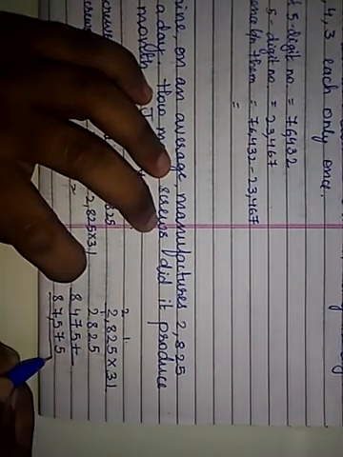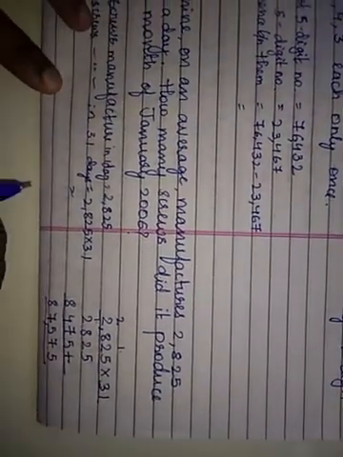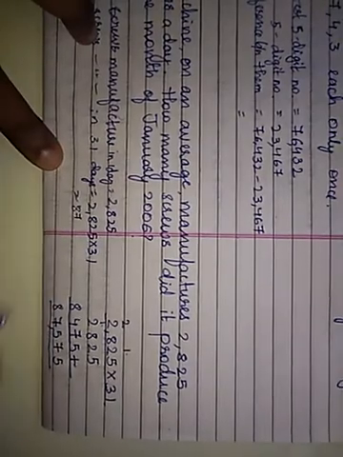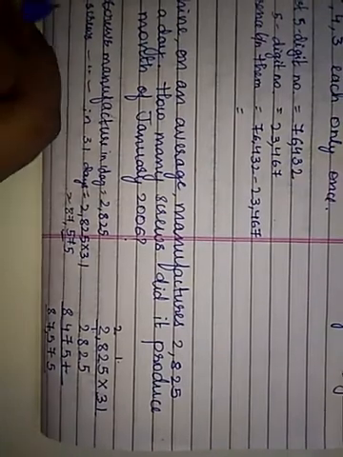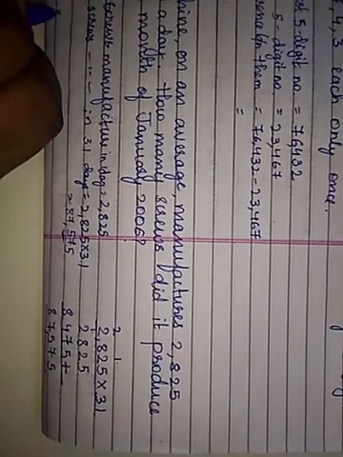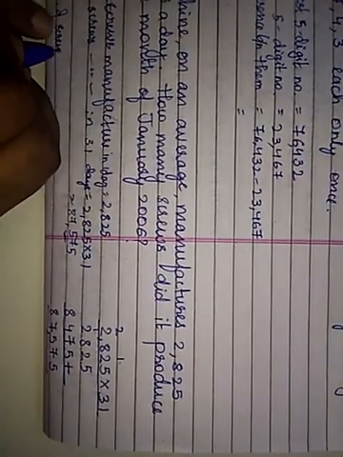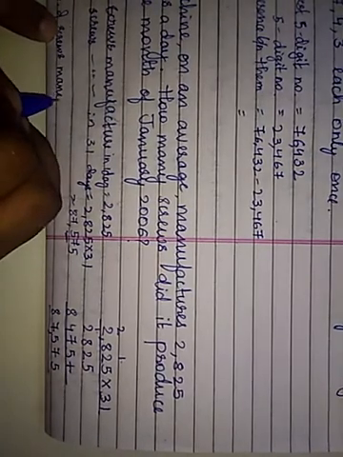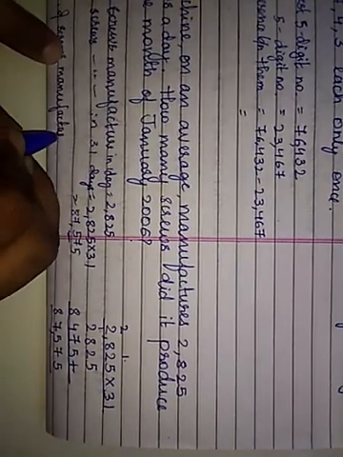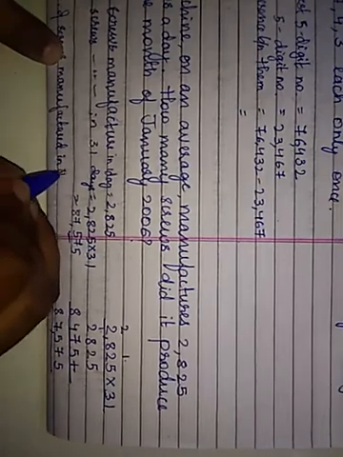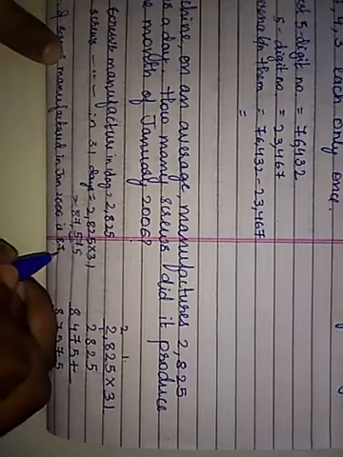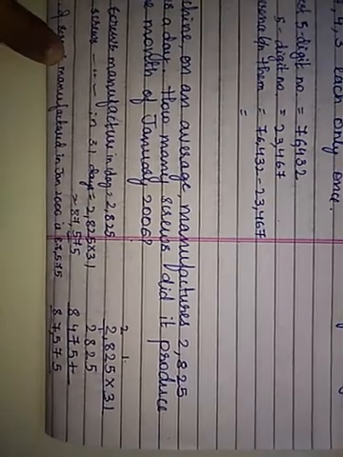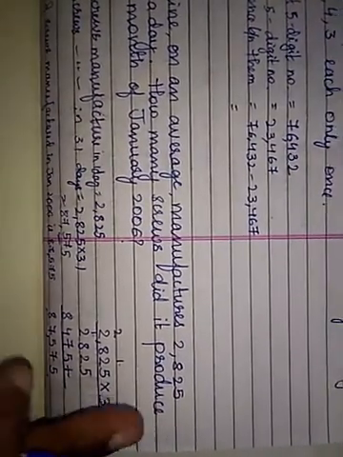So the answer is 87,575 screws. Okay, so therefore you just have to write here 87,575. Therefore number of screws manufactured in January 2006 is 87,575 screws. Okay, so this is how you solve it.